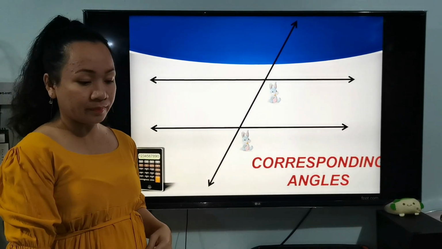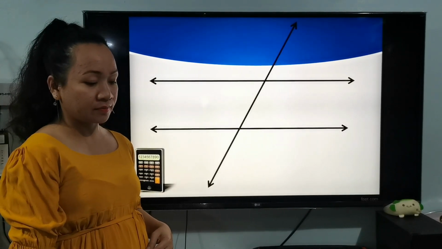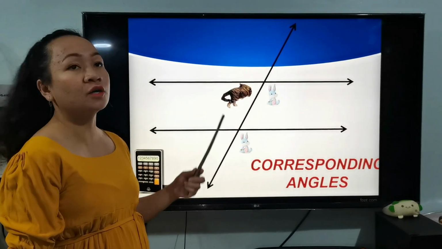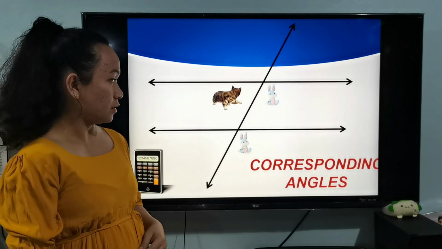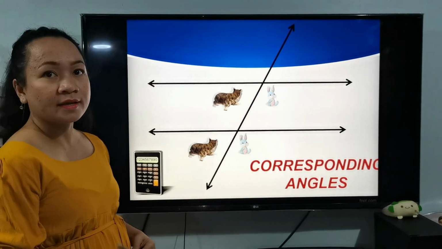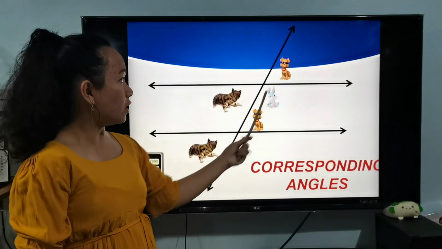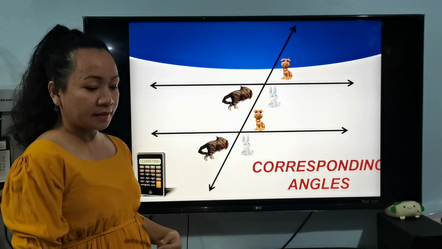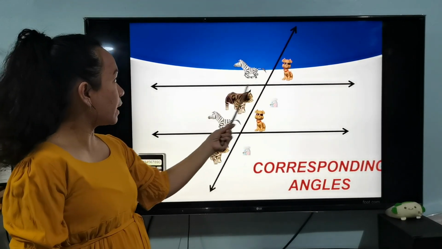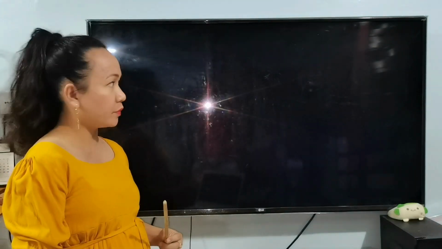So to sum up, we have four pairs of corresponding angles. So we have the first pair, the angle where the rabbit is. Next, we have this pair, the second pair. Next, we have this pair of angles. And last one, we have this pair of corresponding angles. So that's all.